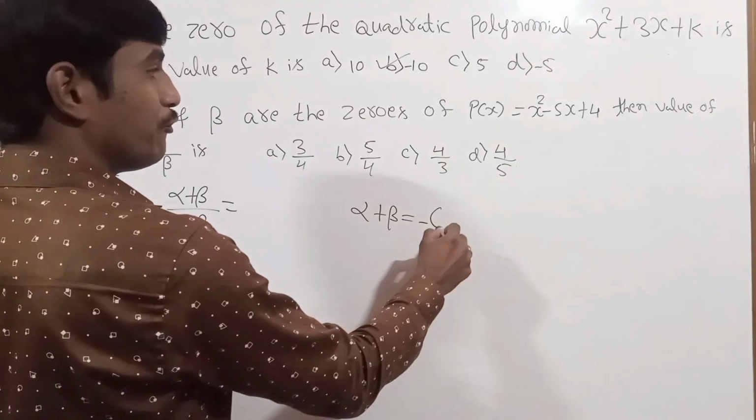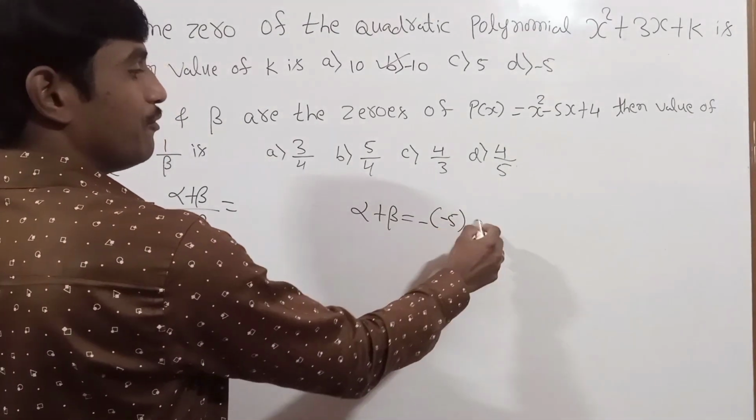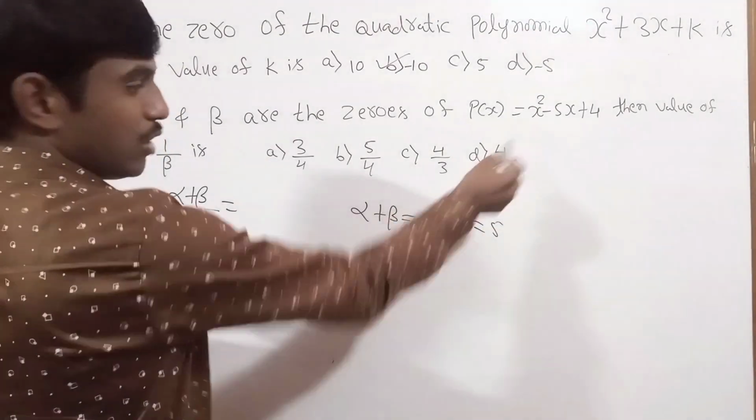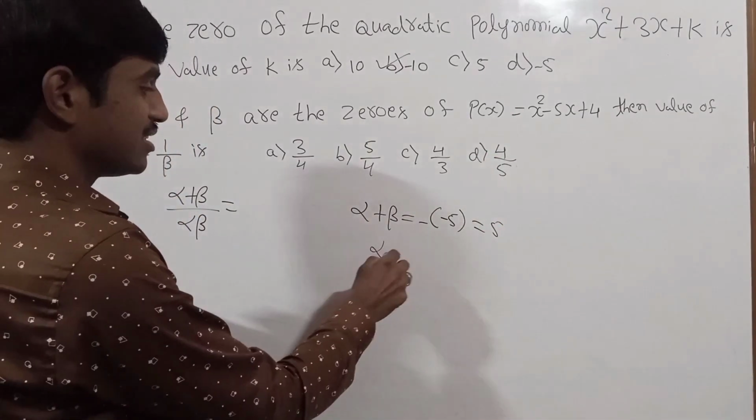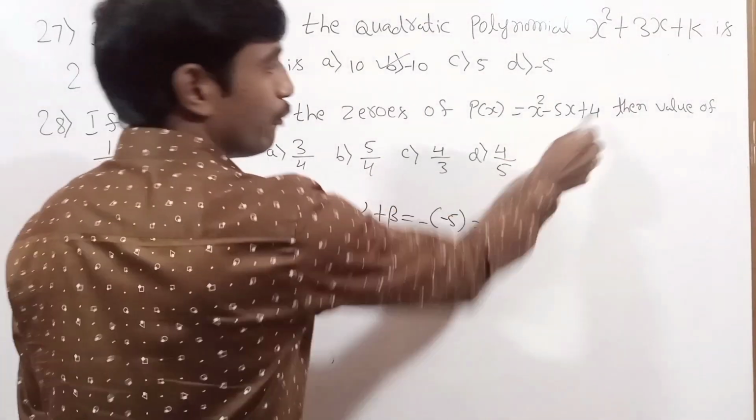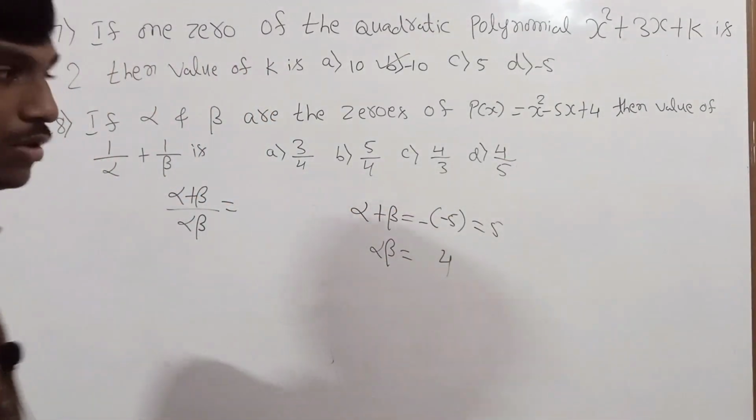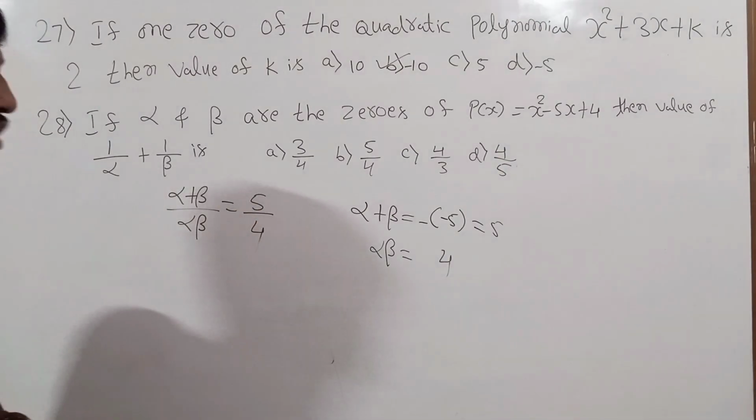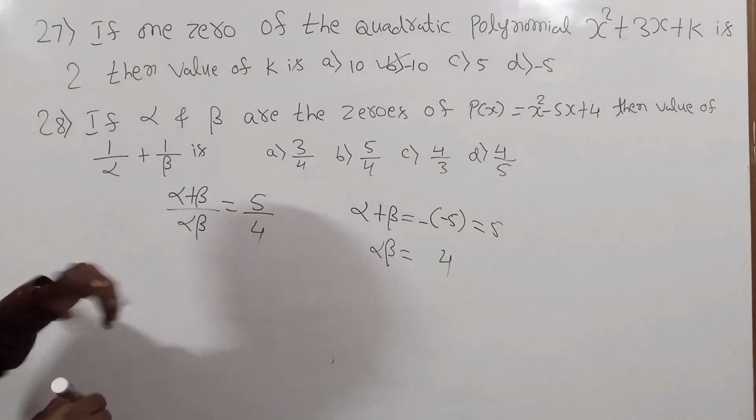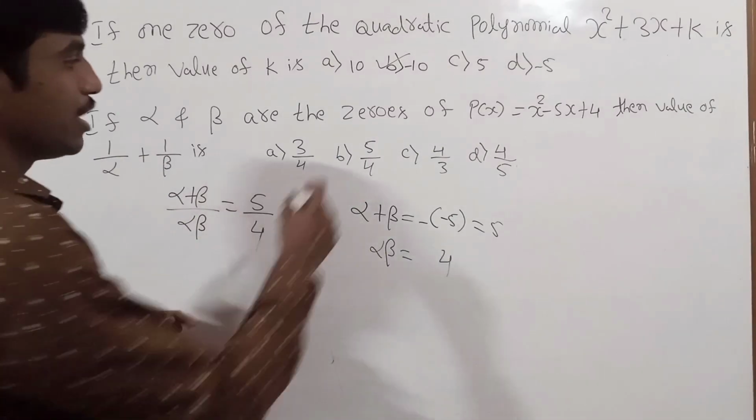So minus of minus 5, which is 5, because minus b by a, where a is the coefficient of x square, which is 1. Next is alpha beta, which is c by a. C is 4, so 4 by 1, that is 4. So alpha plus beta is 5 divided by alpha beta is 4. So the answer for the 28th question is 5 by 4, which is option B.